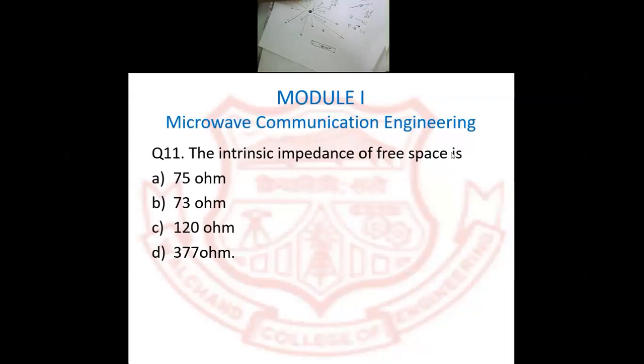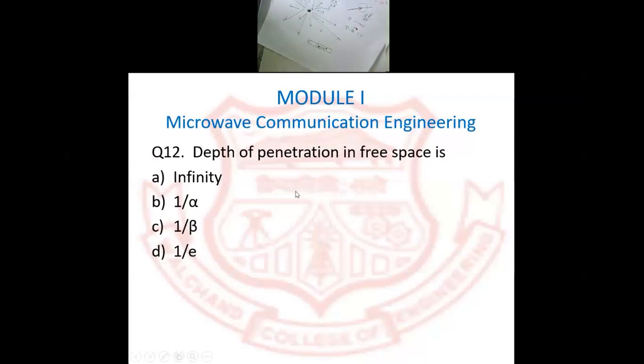The intrinsic impedance of free space, how much is it? Write down the answer. 75 ohm, 73 ohm? If people have written the answer, that is option D. That is about 377 ohm, right? Or you can say it is 125, 377 ohm or 125.